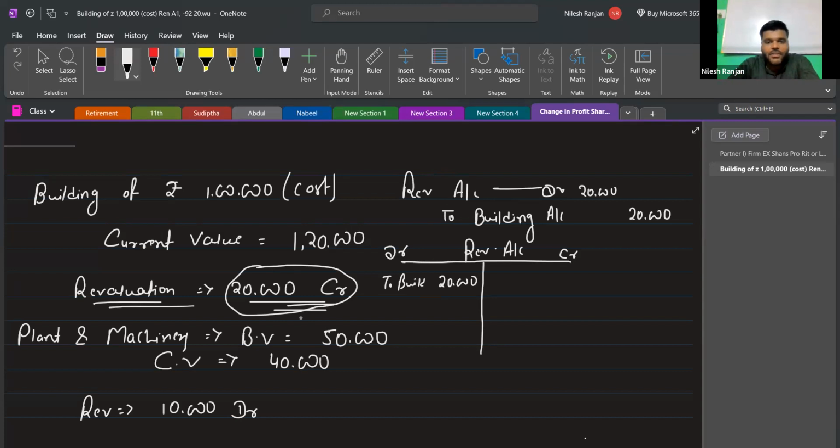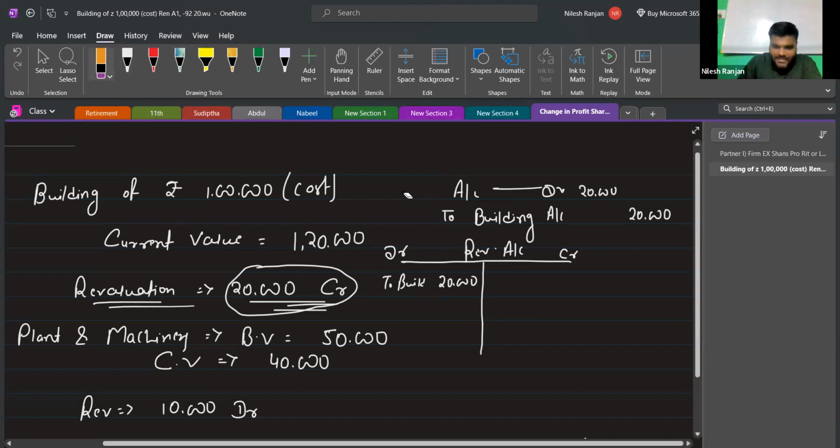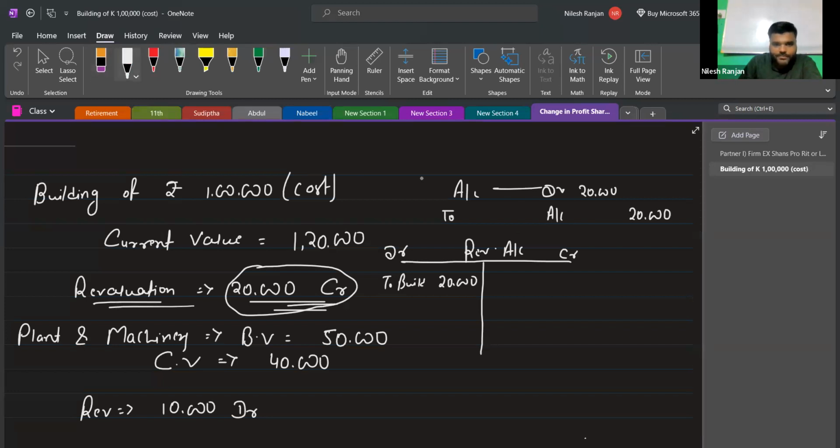Is it then asset account debit to revaluation? Yes, it will be building account debit to revaluation account. Can we write building or is it necessary to write asset? No, we will write building, because if the name of the asset is given, then we have to write the name of the asset. So building account debit to revaluation account, then this revaluation is on the credit side, posting will be done on the credit side by building 20,000. This is correct.